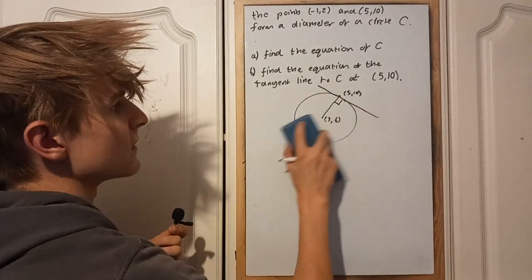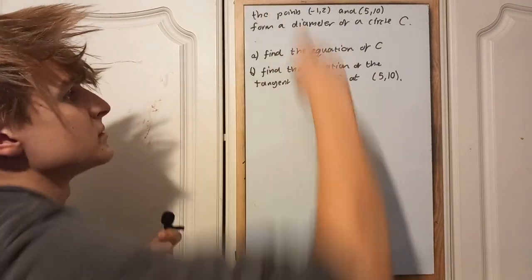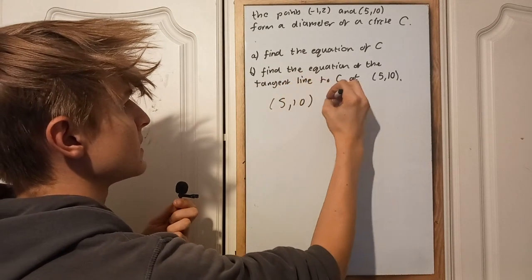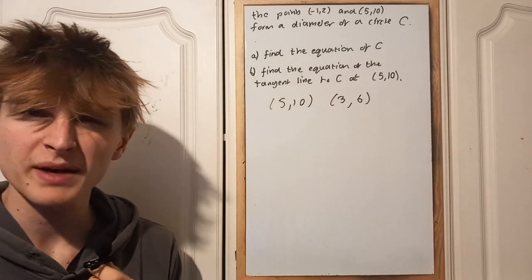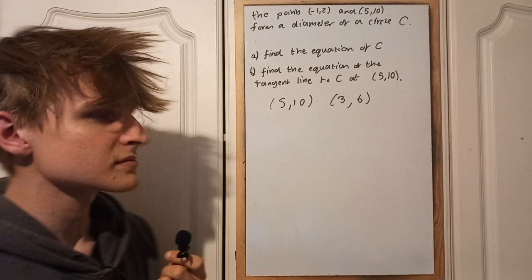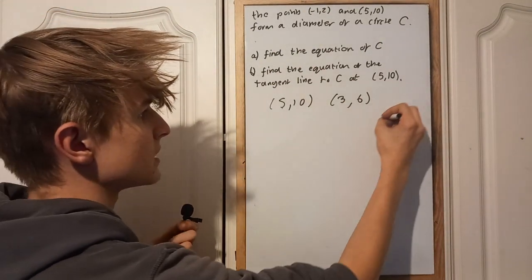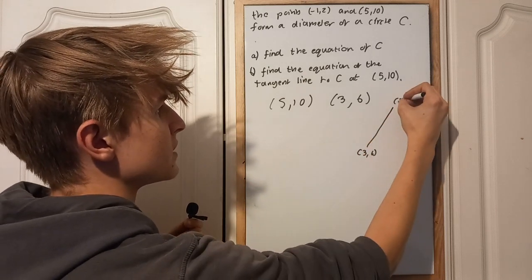If I just rub this out quickly. Right, so we need to find the gradient between the points (5, 10) and (3, 6). If you remember the diagram, we're going to expect a positive gradient, and we want it to be kind of big. So let's do that. We're going to take the difference. Actually, let's just draw out what we've done here. We had (3, 6) and (5, 10).